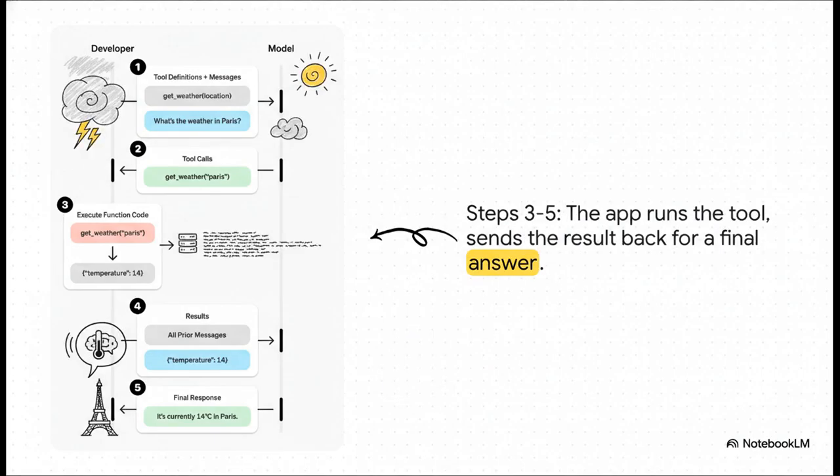Okay, now for the second half of the journey. In step 3, your application sees that request from the AI, and it runs the actual code to check a live weather API. It gets back some raw data, something like found temperature 14. Then, in step 4, it sends that one simple fact back to the model. And this is where the magic really happens in the final step. The model takes that raw, nerdy data and translates it into a perfect natural response. It's currently 14 degrees Celsius in Paris.